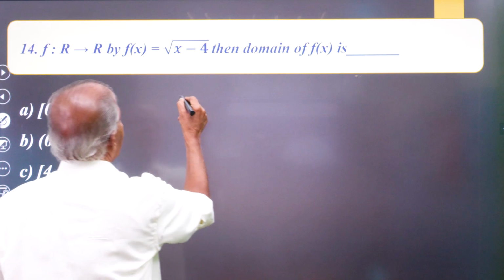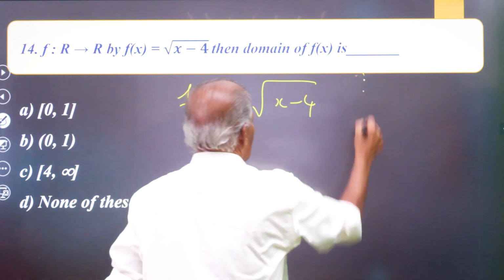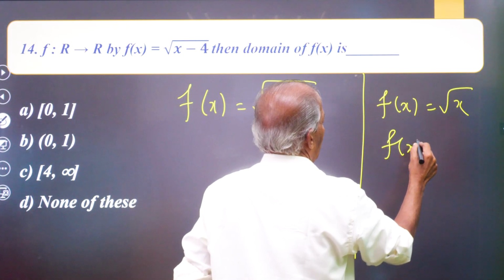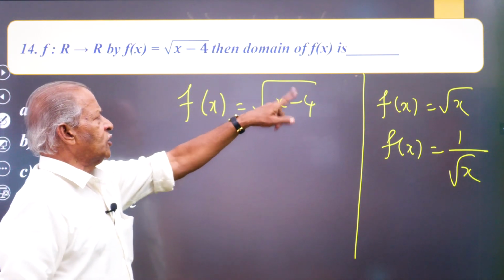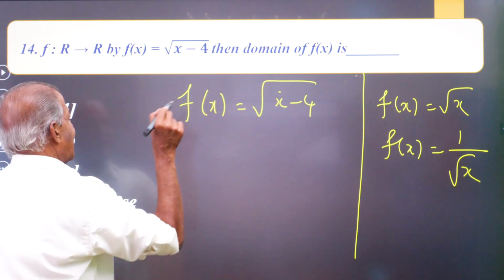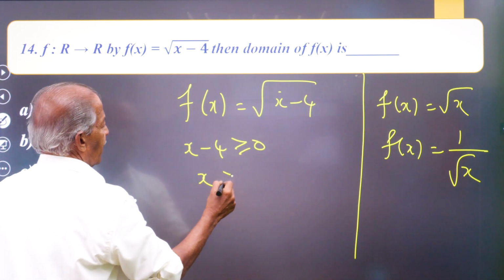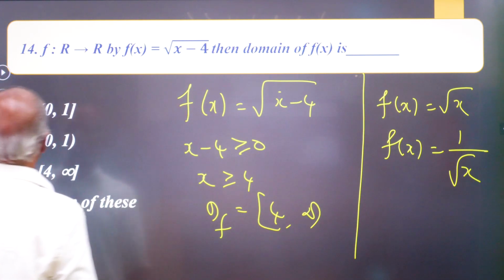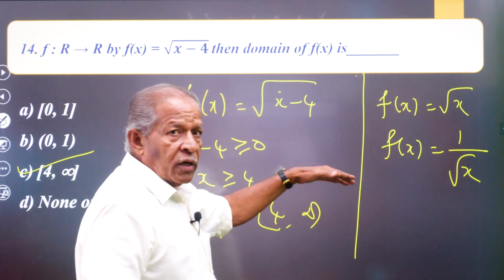Find the domain of the function. It is already discussed. f of x equal to square root of x minus 4. Just now we discussed f of x equal to square root of x, and similarly f of x equal to 1 by square root of x, also discussed. These two types are discussed. Now in this function f of x equal to square root of x minus 4, the expression inside the square root, x minus 4, must always be greater than or equal to 0 if it is in the numerator. That is x greater than or equal to 4. The domain of the function equals the closed interval 4 to infinity. 1, 2, 3, 4, that is the correct answer. So already discussed choices are coming here.